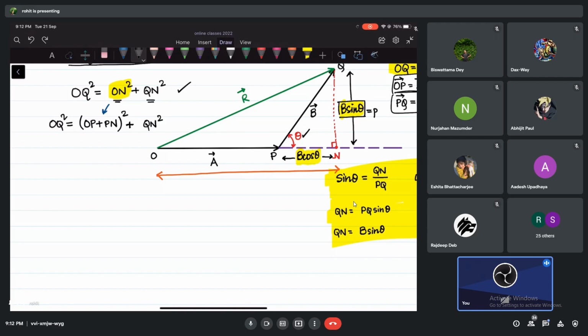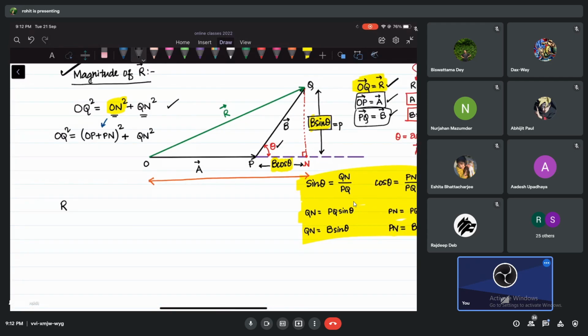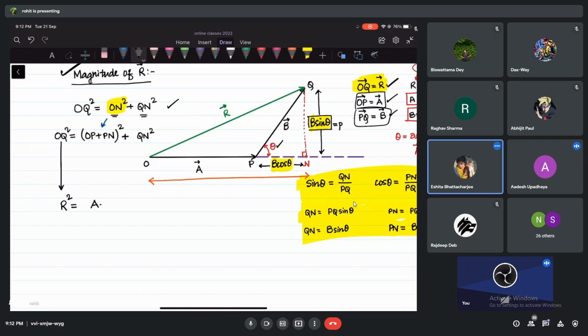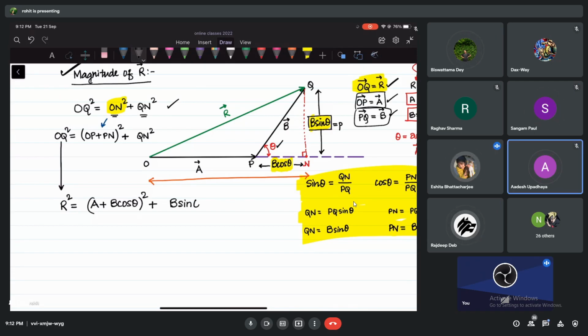In place of OQ, what can I write? Will I write R vector or just R? Just R, because we are finding the magnitude, and I can write it squared. What is OP? It is the magnitude of A, plus PN. What is PN? It's B cos theta, whole thing square. Plus QN. What is QN? B sin theta, whole thing square.